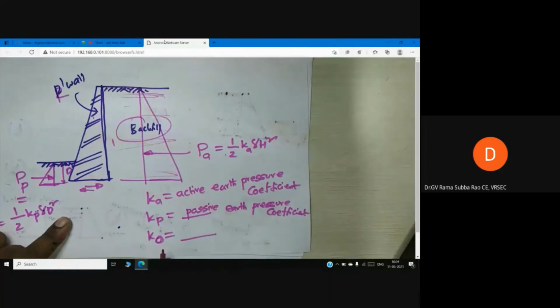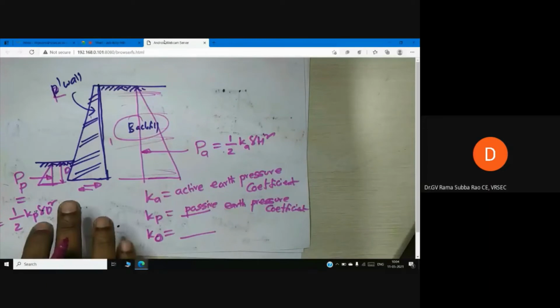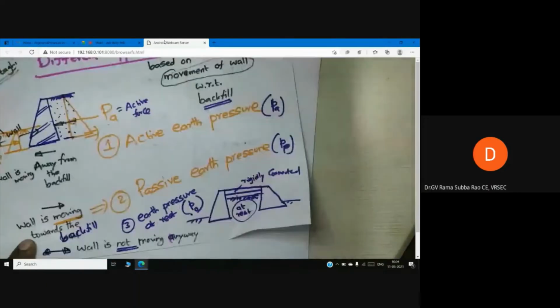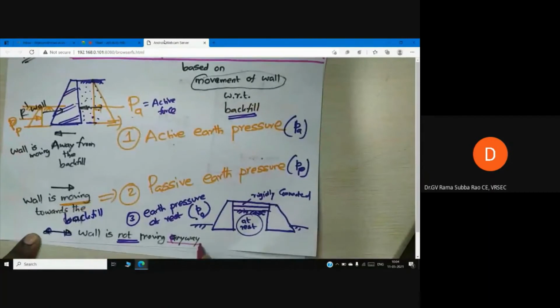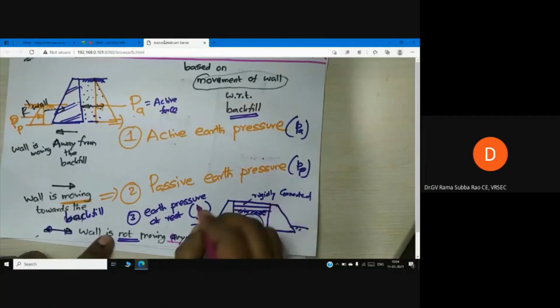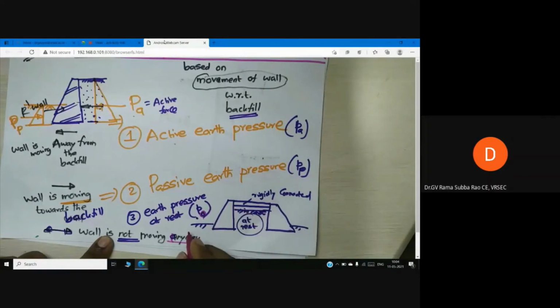Here someone can ask me, what is zero? I will tell you, zero means no movement of the wall. There is no yielding of the wall. The wall is not moving anyway. Zero has a meaning: the wall is not moving anyway. So the movement of the wall is zero.